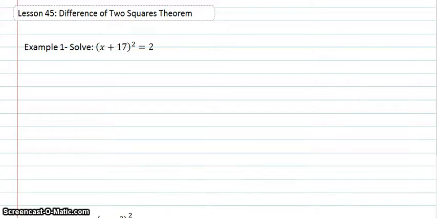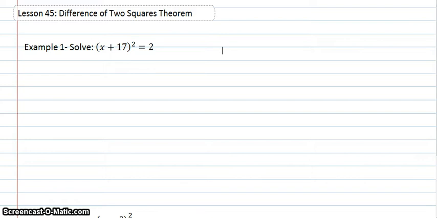In lesson 45, we're looking at the difference of two squares theorem, and basically what we're using is the fact that when you multiply a negative number times itself, it turns out to be positive, and when you multiply positive and positive, it'll be positive.